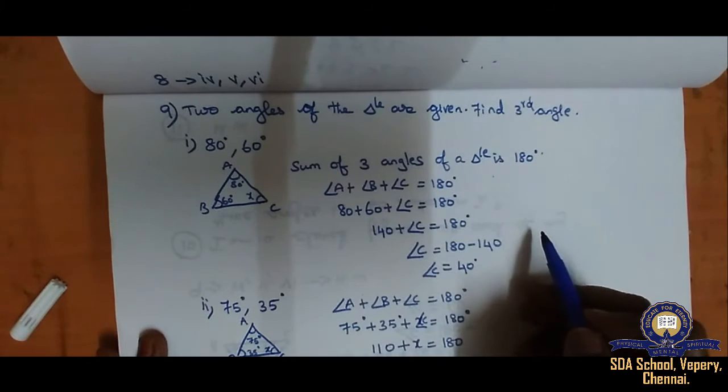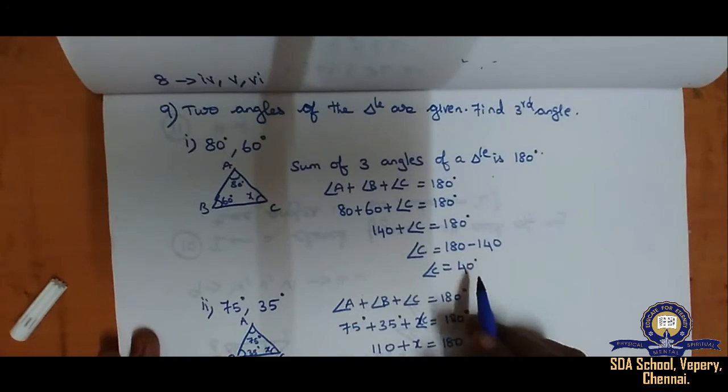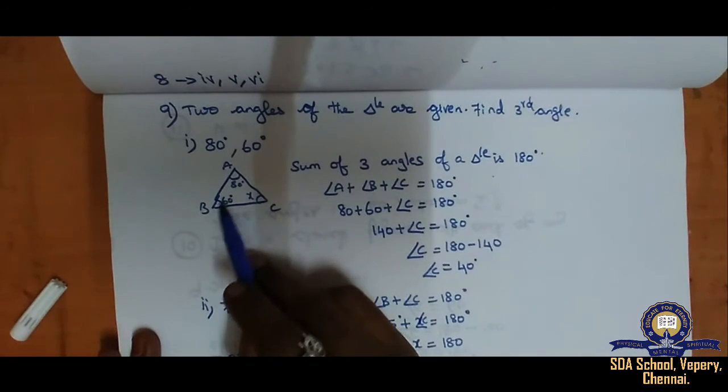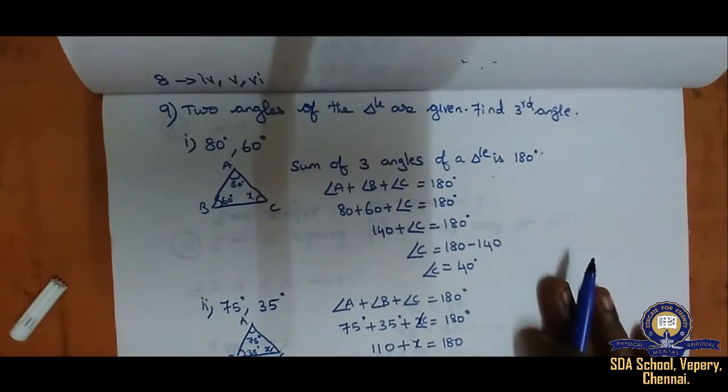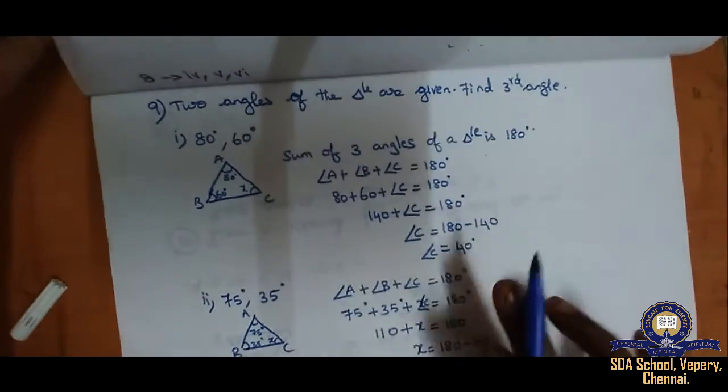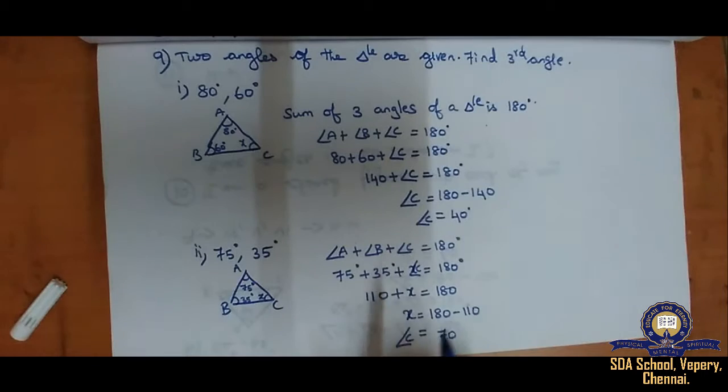If I take the 140 to the other side, it will become minus. So 180 minus 140 is 40. So we can directly say 80 plus 60 is 140. What is the pending? 40 is the pending. Likewise you can also find it. This is the procedure to use the formula.